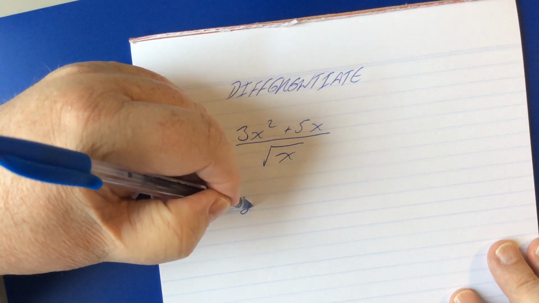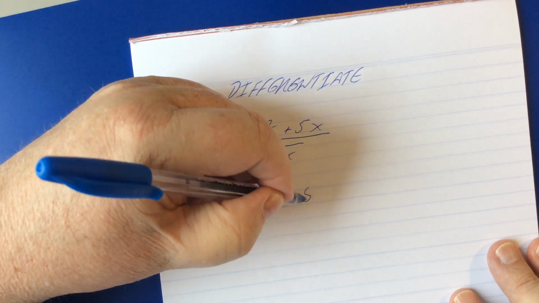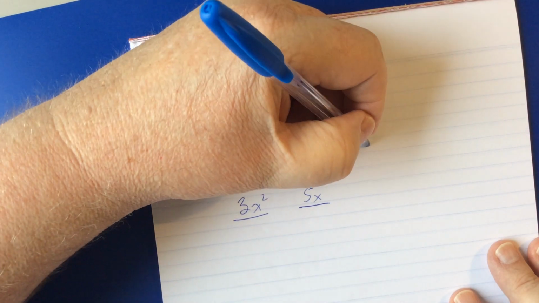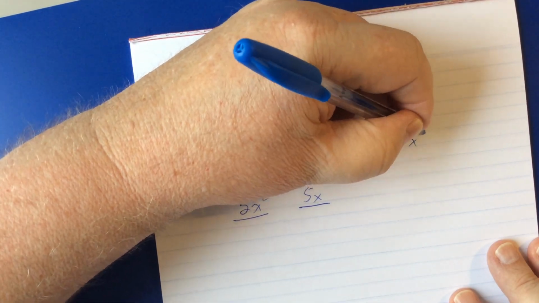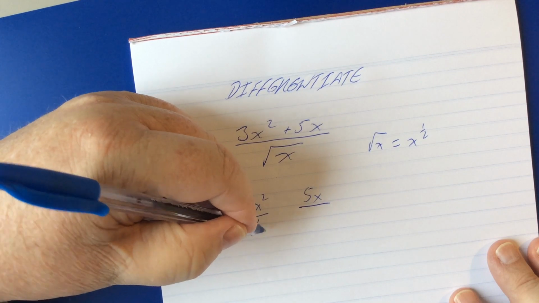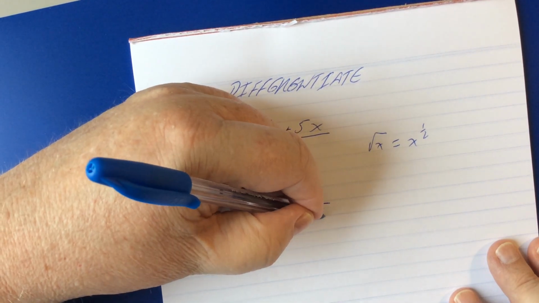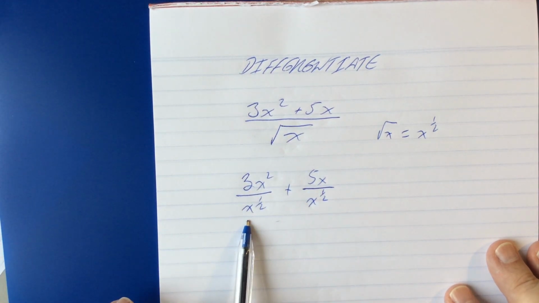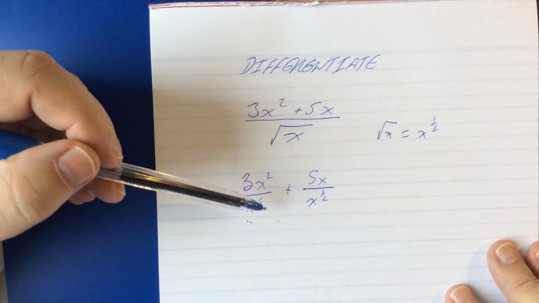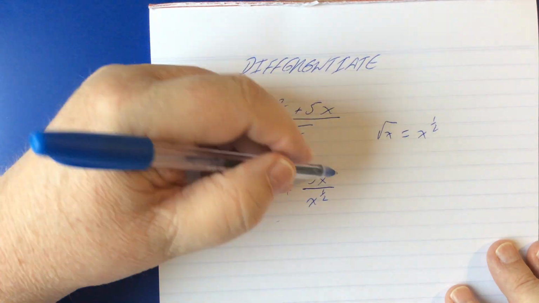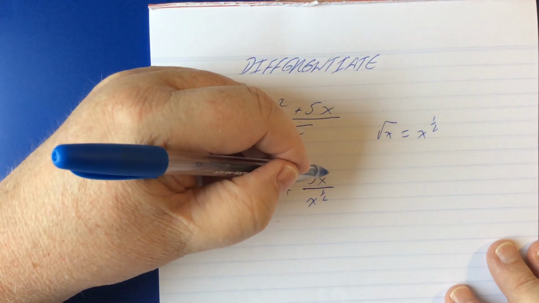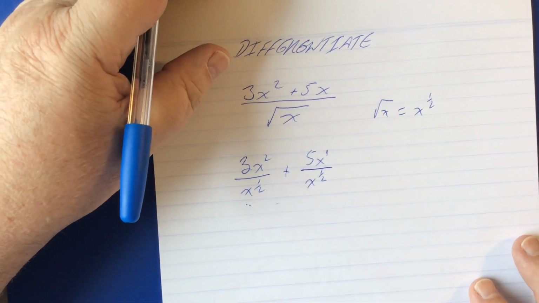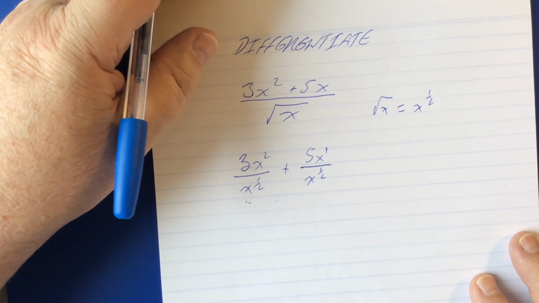So we're going to rewrite this as 3x squared and 5x. And we're going to rewrite root x as x to the half, x to the half. And so we've now got an expression that is at least in index form, and we can apply a simple index rule to simplify this further. Now we'll say that that is x to the power of 1 just for the sake of convenience. And let's go to work.